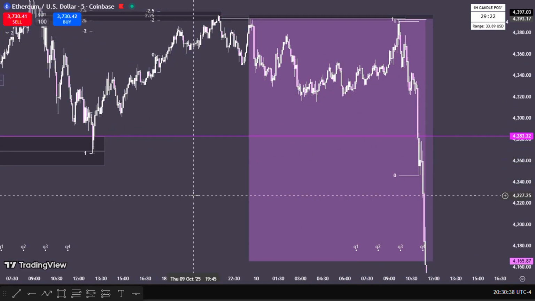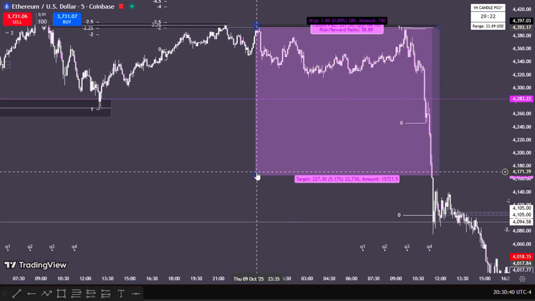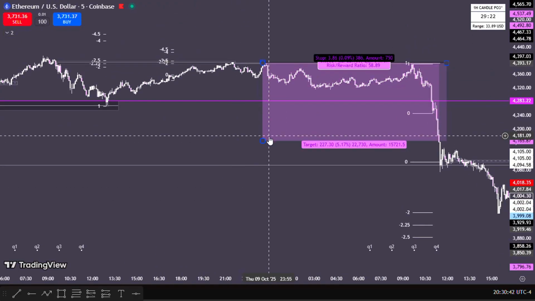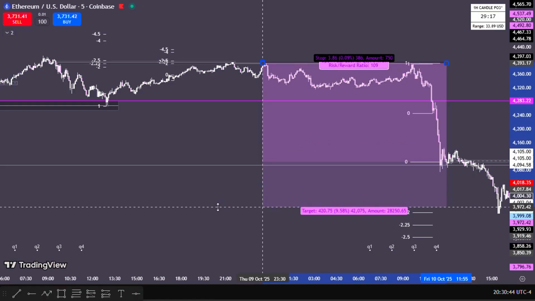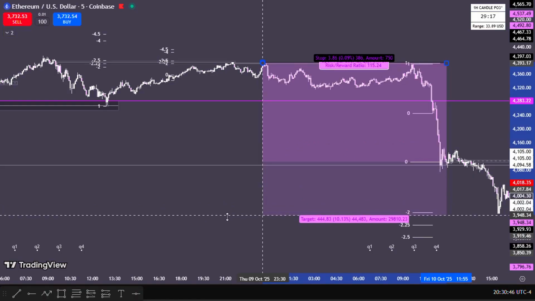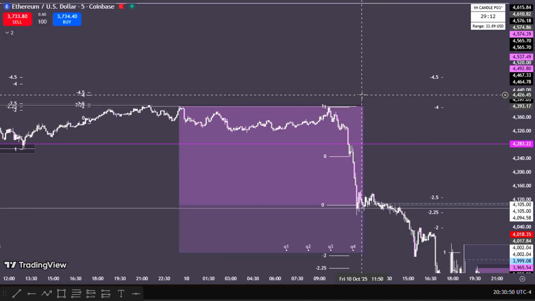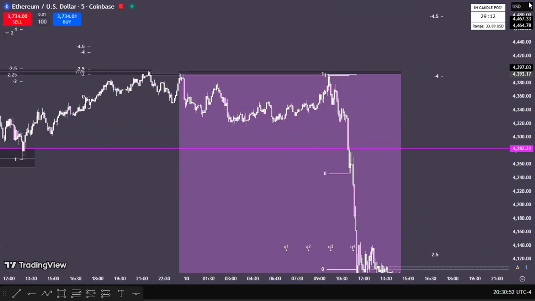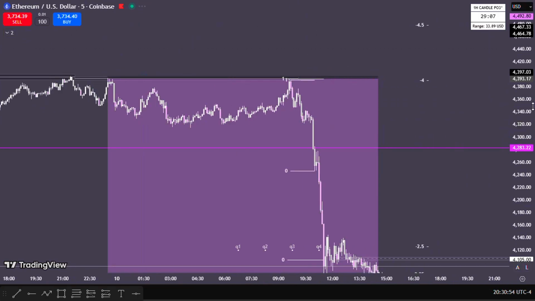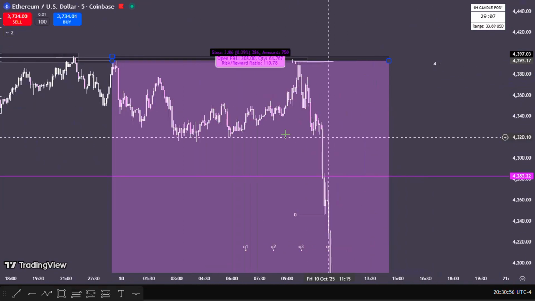Then I placed my standard deviations, and I think my TP was somewhere around here, and this is how I caught the whole dump. It's pretty easy, and I called this.